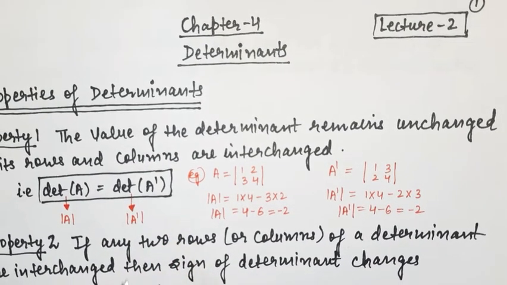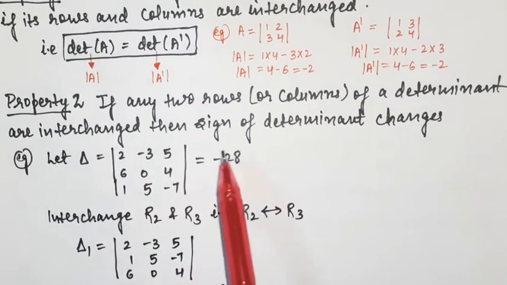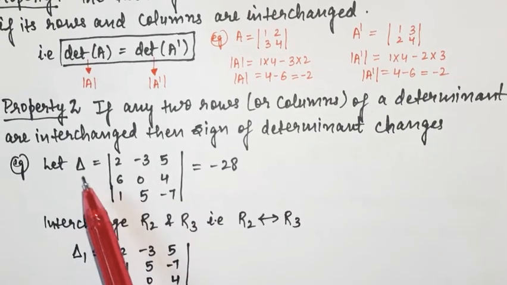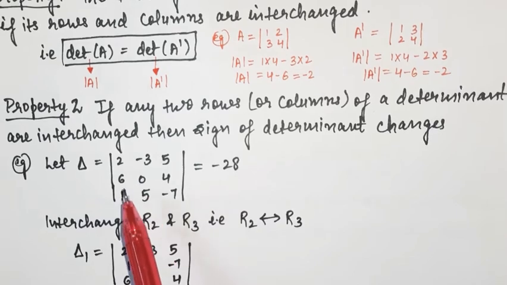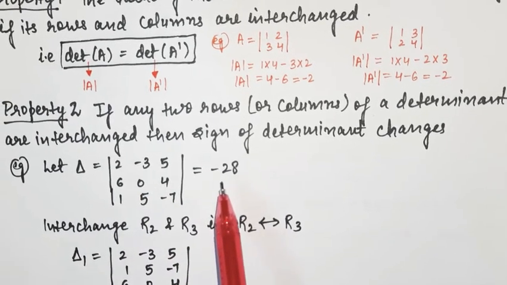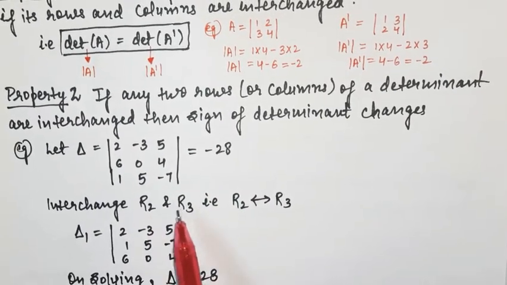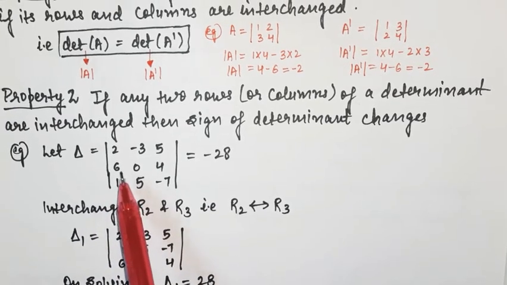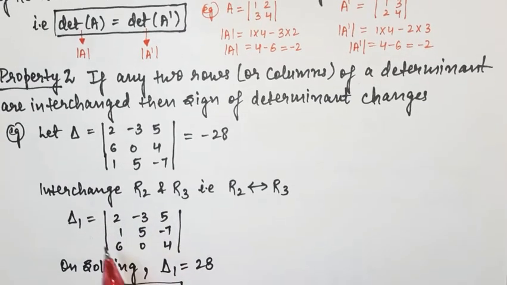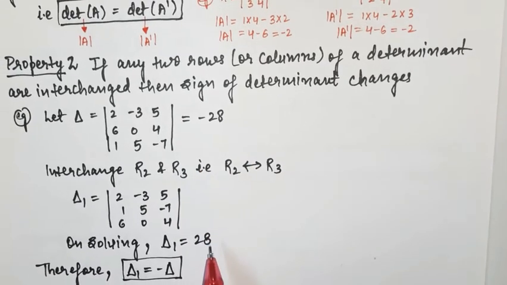Now, the next property is: if any two rows or columns of a determinant are interchanged, then the sign of the determinant changes. What they want to say is, let's suppose this is the determinant. After calculating the value of the 3 cross 3 determinant, I am getting minus 28. Let's suppose in the next step, I have interchanged row 2 and row 3. That means this row will come here and this row will come here. Now, if you solve the value of this determinant, you will get 28. That means I am getting the negative of the earlier value.